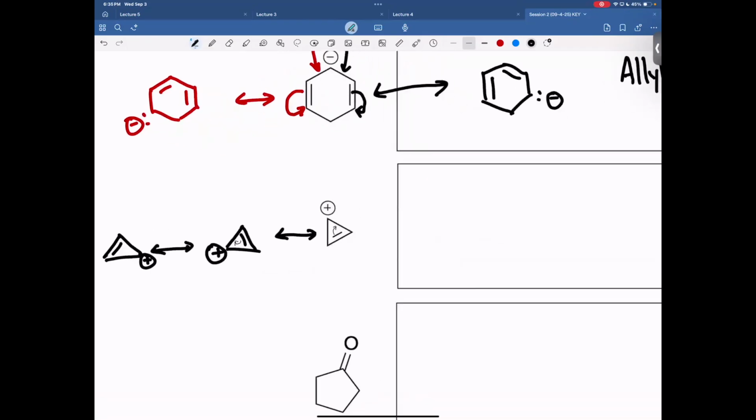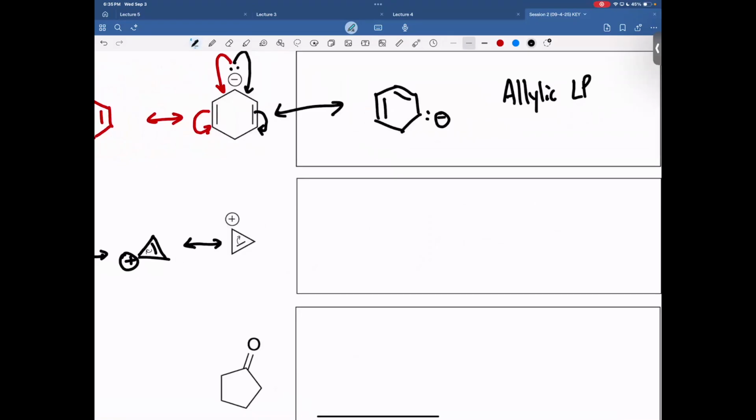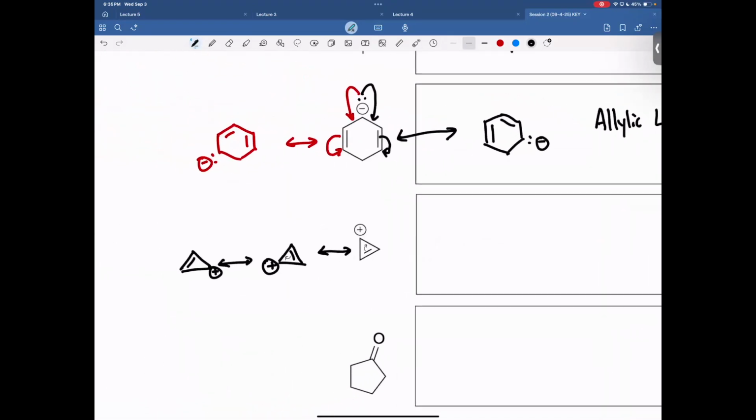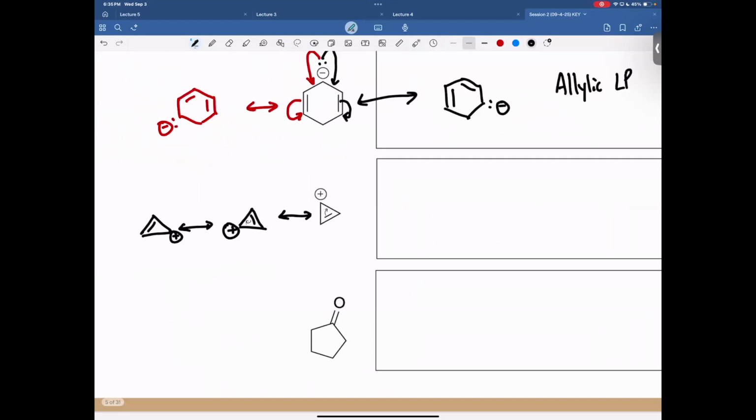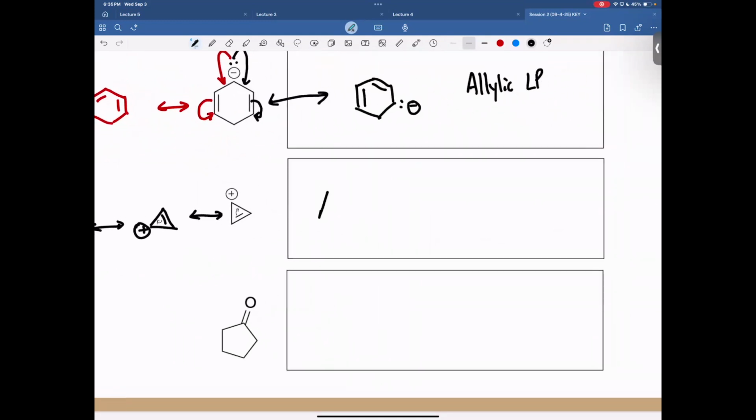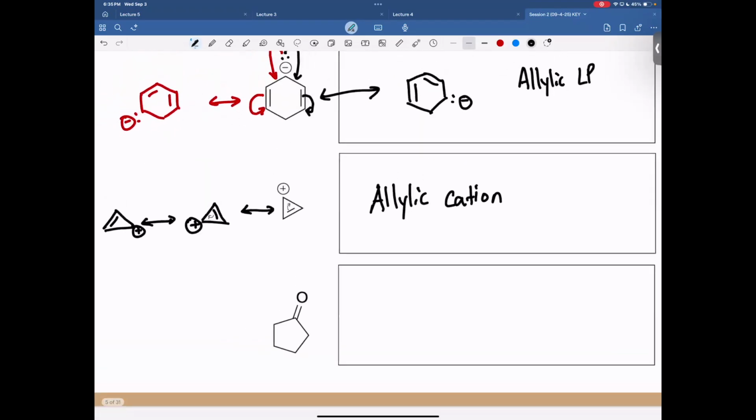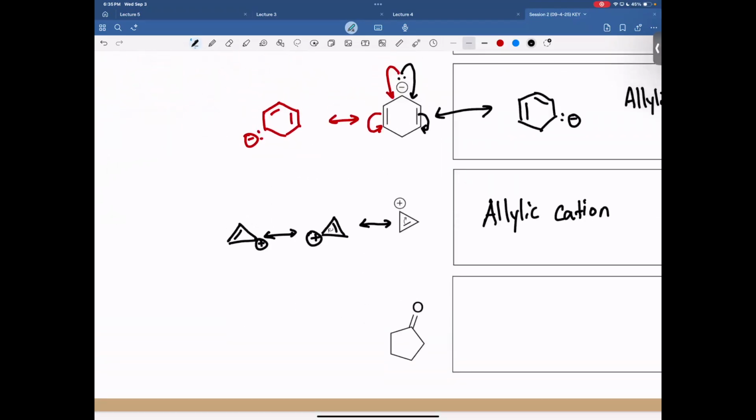So these are the structures, and this was an allylic cation because we have a cation. Is it cation or carbocation? Allylic carbocation. It doesn't really matter, same thing.